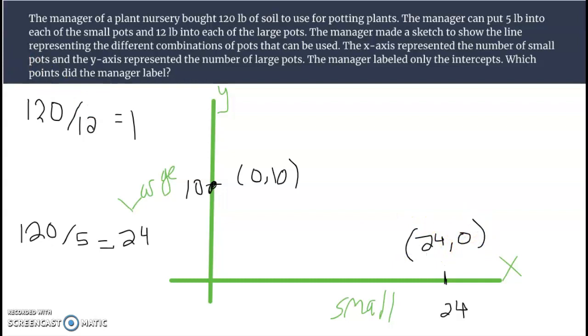Now there is a line, as the manager did, he made a graph, and if we connect those two with the line from here to here, this line represents all the coordinates, whole numbers only, of the combinations of small and large that he could use. Meaning if he only wanted small, he could do 24 small, 0 large. If he only wanted large, he could do 0 small and 10 large. So those coordinates would be 0, 10 and 24, 0.